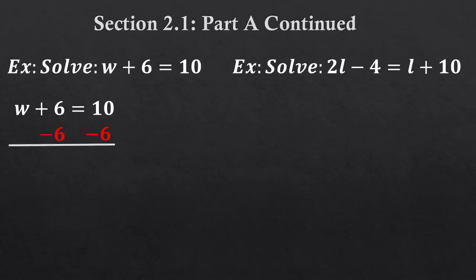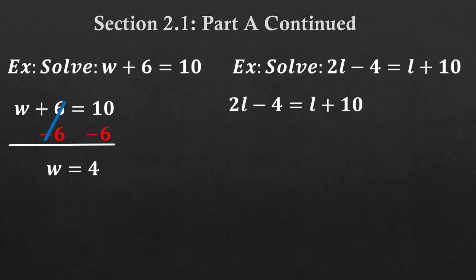By doing such, the 6's on the left cancel out, leaving you with the w by itself on the left, equaling a positive 10 being combined with the negative 6, which are unlike signs, so I'm going to subtract and keep the sign on the larger number. So w equals positive 4.